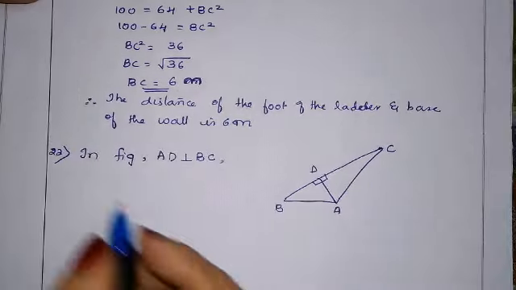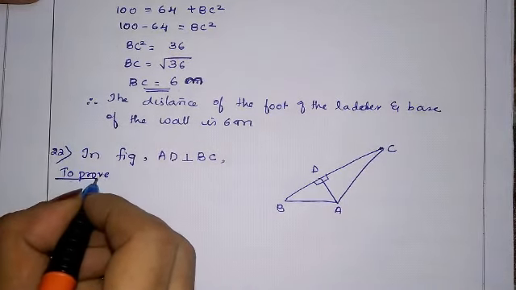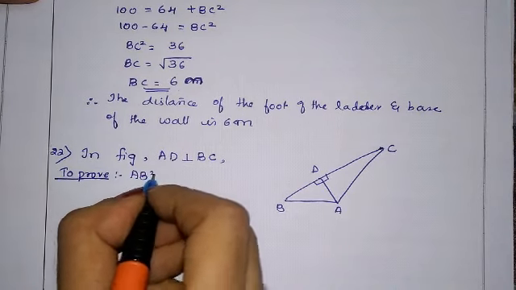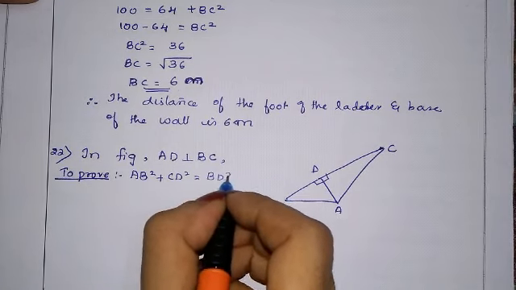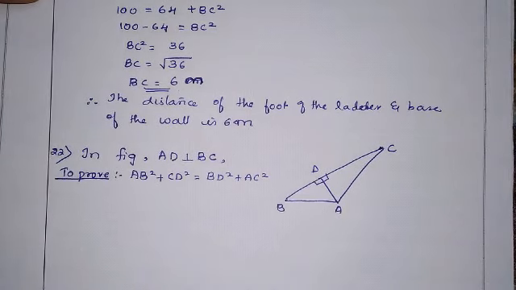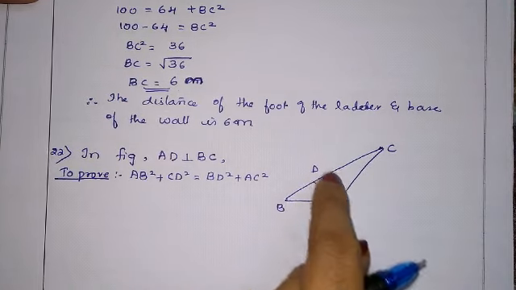Okay, and they have told us to prove. Our focus should always be on what to prove, because we need to bring the answer, right? AB square plus CD square is equal to BD square plus AC square. This they have told us to prove. So to prove this, let us start by taking this side triangle and this side triangle.